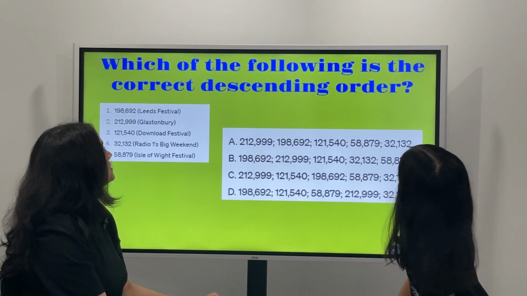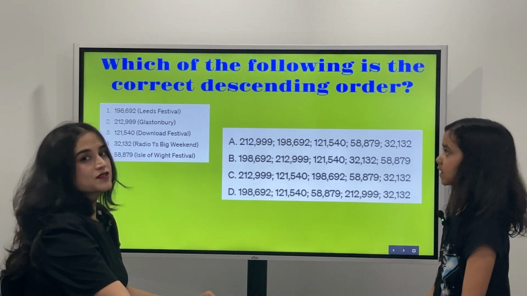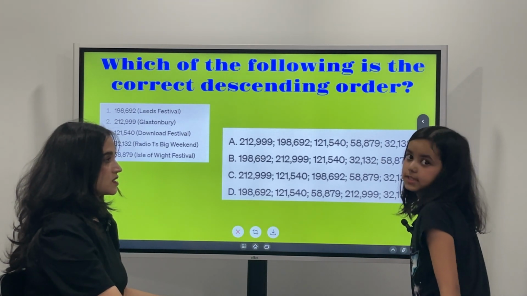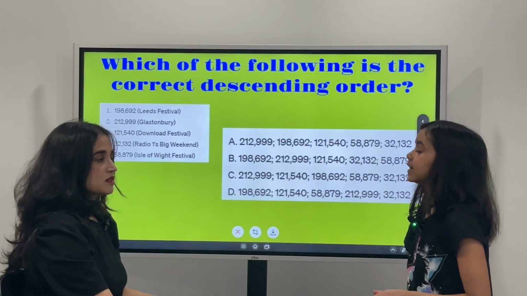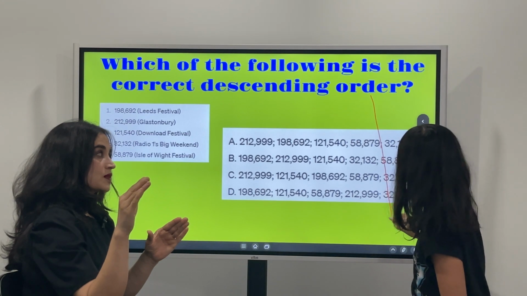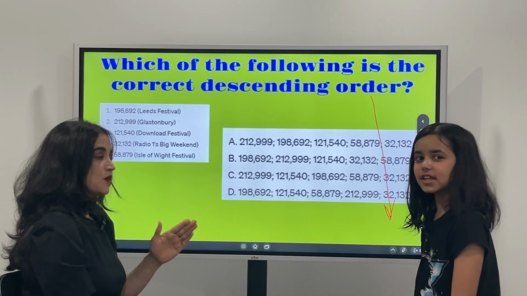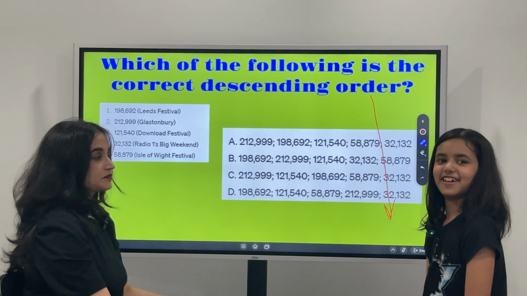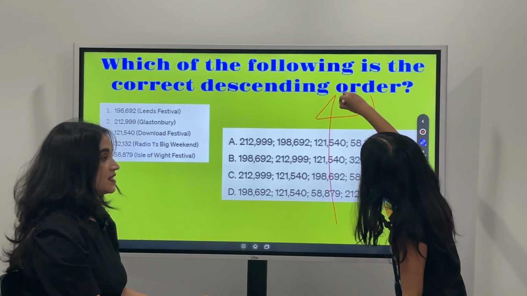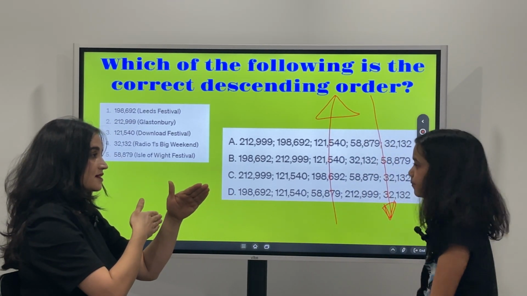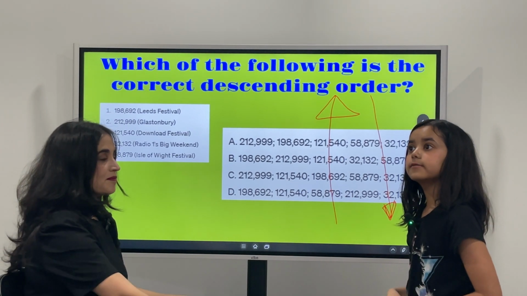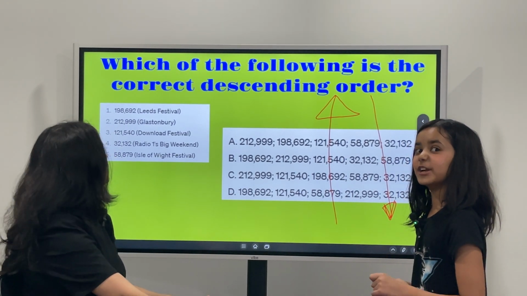Which of the following is the correct descending order? By the way, what does descending mean? Descending means going down, from a bigger number to a smaller number. Ascending is going up. Descending is like 8, 7, 6, 5, 4, 3, 2, 1, going backward. And ascending is forward, like 5, 6, 7, 8, 9, 10, 11, 12, 13, 14.